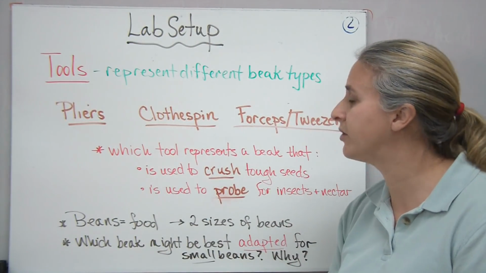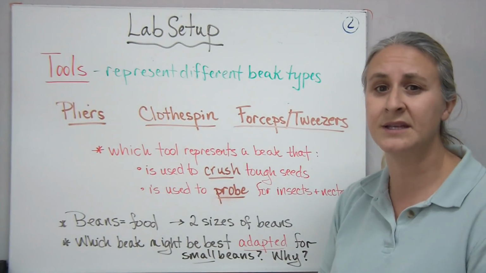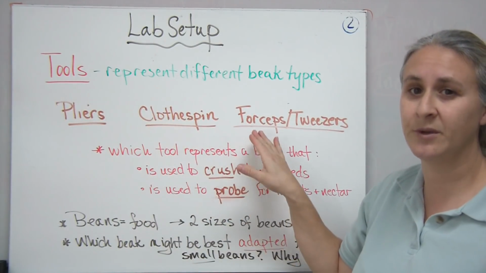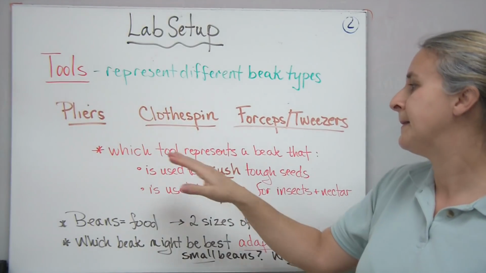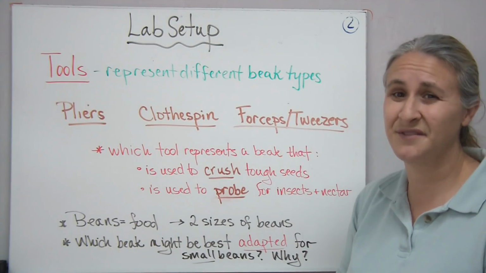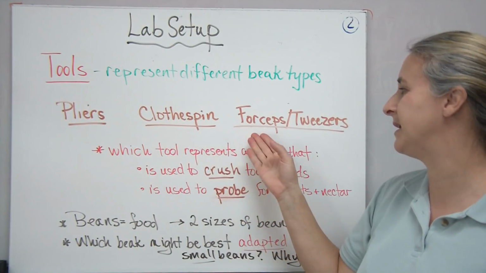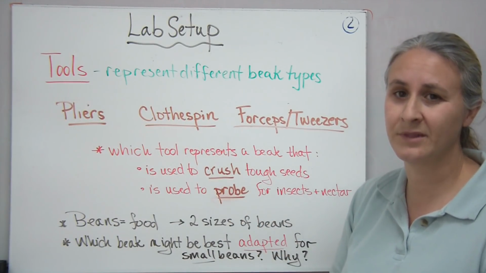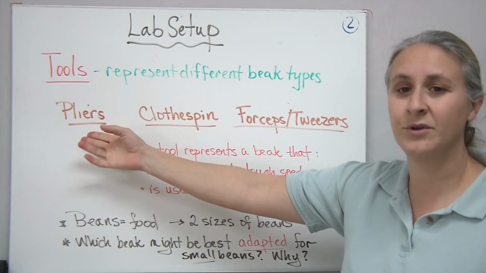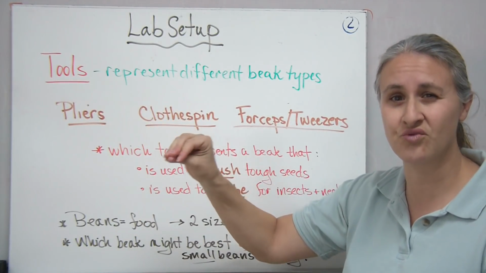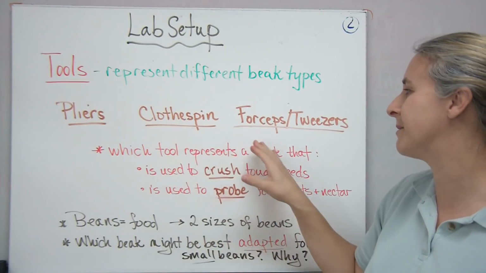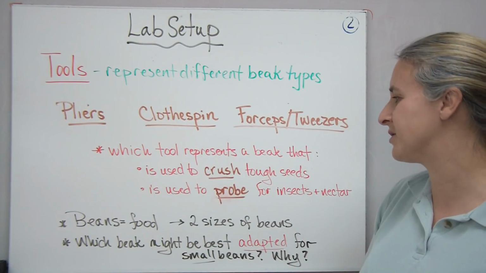We had our tools, which represented the different types of beaks. We used 3 different tools in this lab. We used a pair of pliers, we used a clothespin, and we used a pair of forceps or tweezers. Which tool do you think really represented a beak that was used to crush tough seeds? Was it the pliers, the clothespin, or the tweezers? Think about the shape, think about the structure, and you're right. In the end, more than likely, most of us would pick the pliers because they're a strong, very thick beak, very crushing capabilities compared to maybe something like the clothespin or the very skinny forceps or tweezers.